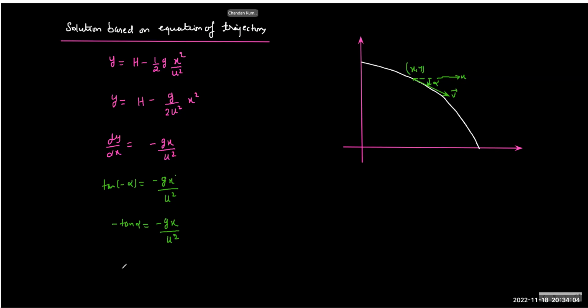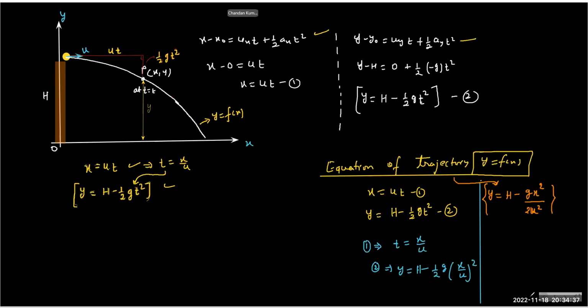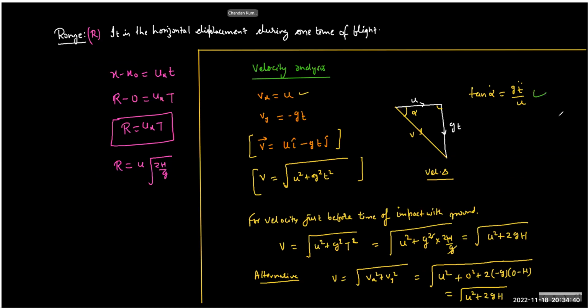So you can clearly see that given the angle, we can find the location or the coordinate, or vice versa. So minus gets cancelled out. We can write tan alpha equals gx by u square. And if you remember, x we can also write as ut. So the answer is the same as before, right? If you remember, gt by u. Do you realize this? Tan alpha relation is gt by u. Okay. So when I say do you realize it, it means it will take some time. You may or you may not.